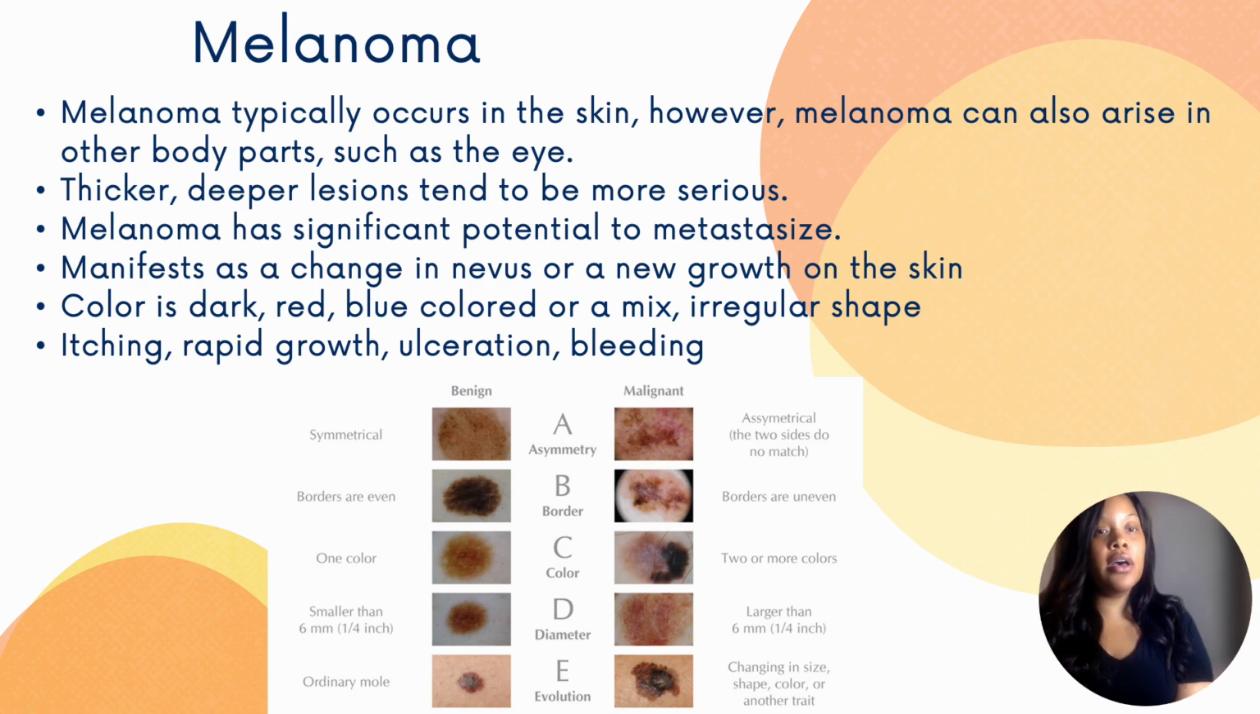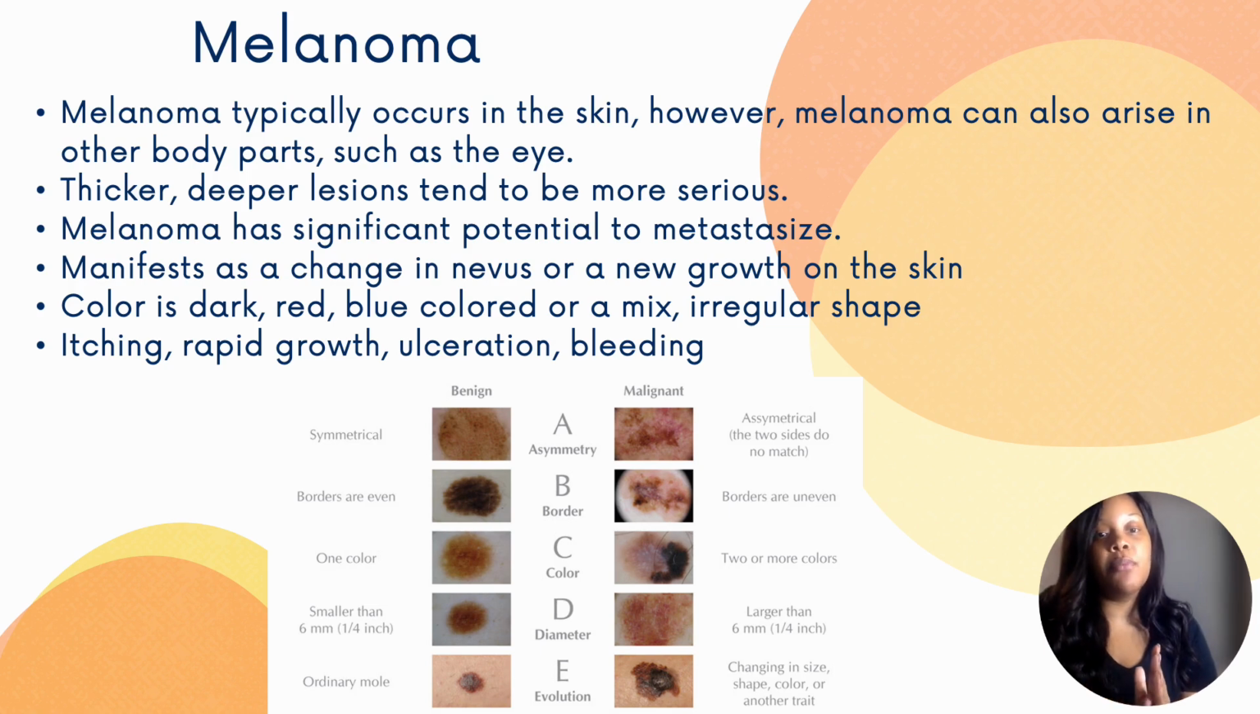You have thicker, deeper lesions that tend to be more serious. Melanoma has a significant potential to metastasize, right? So this can spread elsewhere. It manifests as a change in your nevus or a new growth on the skin, right? So these are the patients that may have a little mole here, but then it starts to change.